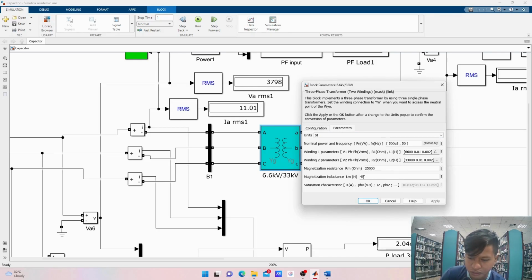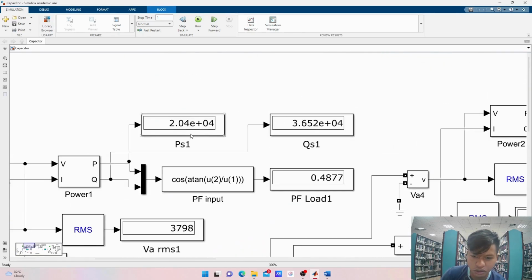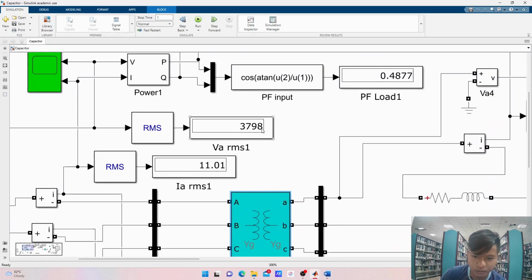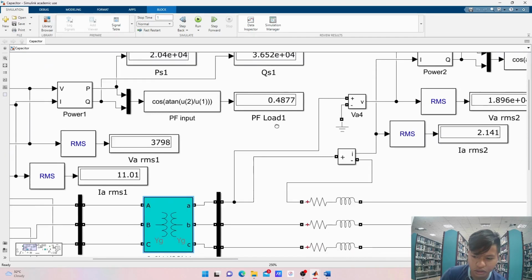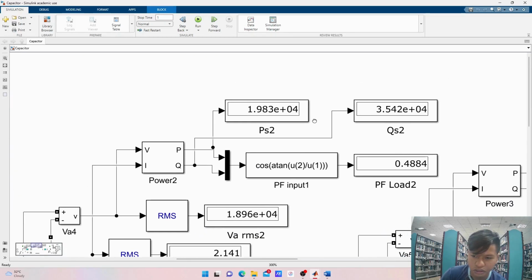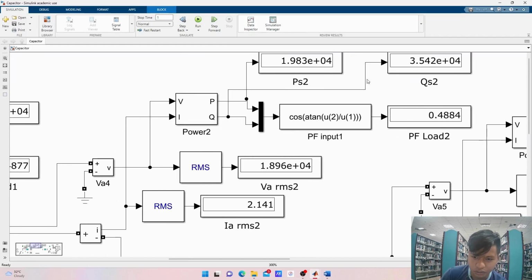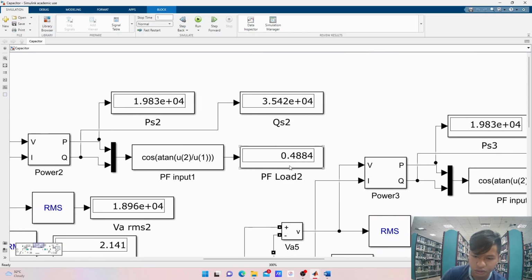The load is 25k ohm, 45 millihenry. What we get here is the real power and the reactive power, which total up to the apparent power. This is the VRMS value and this is the IRMS value, and this is the power factor. For the first transformer, the second load is the real power P and reactive power Q, which total up to the apparent power, followed by the VRMS and IRMS values and the power factor.